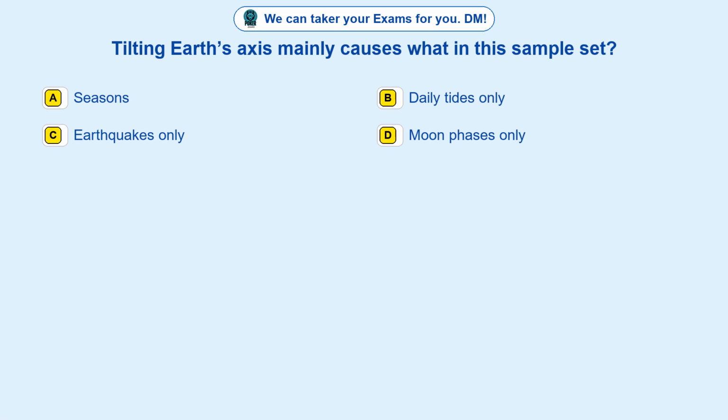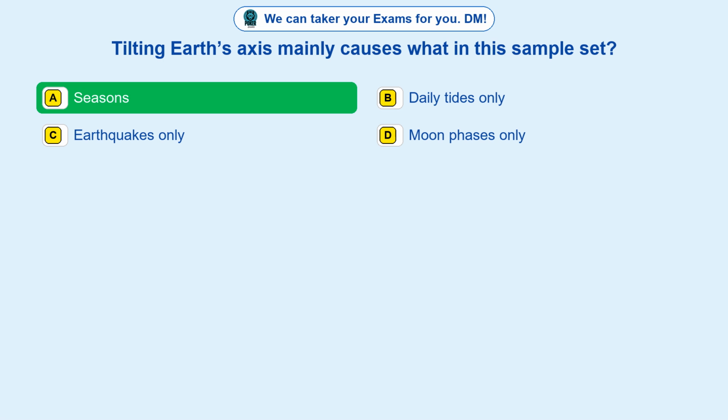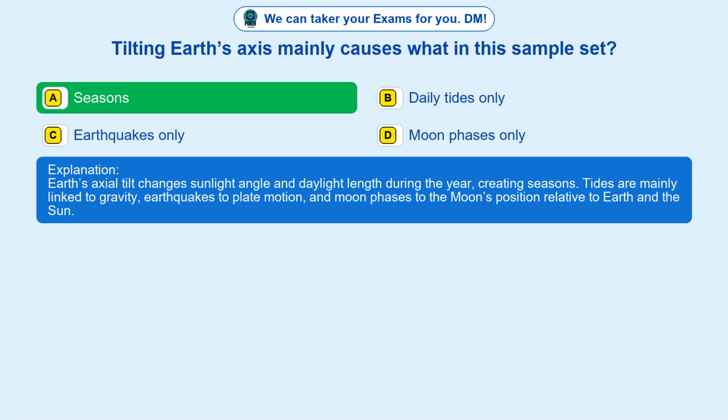Question 89. Tilting Earth's axis mainly causes what in the sample set? Option A, seasons. Option B, daily tides only. Option C, earthquakes only. Option D, moon phases only. The correct answer is option A. Seasons. Earth's axial tilt changes sunlight angle and daylight length during the year, creating seasons. Tides are mainly linked to gravity, earthquakes to plate motion, and moon phases to the moon's position relative to Earth and the Sun.